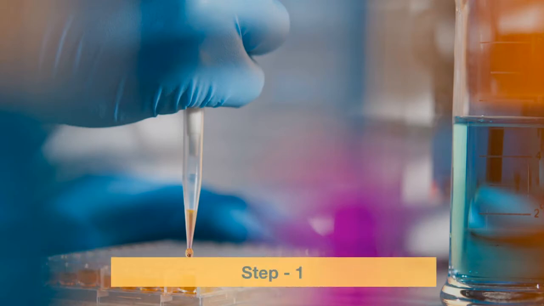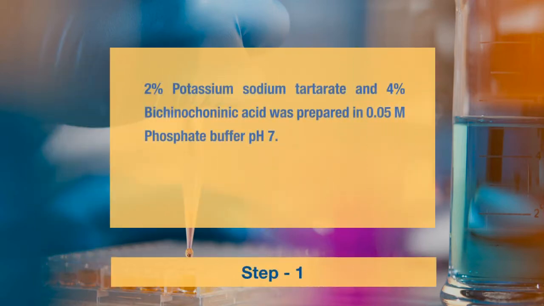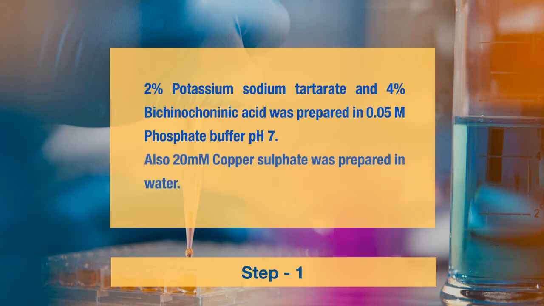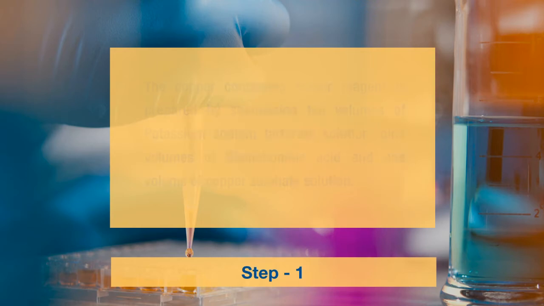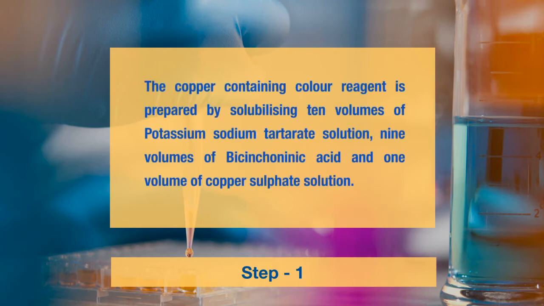In procedure, in the first step, 2% potassium sodium tartarate and 4% bicinchoninic acid were prepared in 0.05 molar phosphate buffer at pH 7. Also, 20 millimolar copper sulfate was prepared in water. The copper-containing color reagent is prepared by solubilizing 10 volumes of potassium sodium tartarate solution, 9 volumes of bicinchoninic acid, and 1 volume of copper sulfate solution.